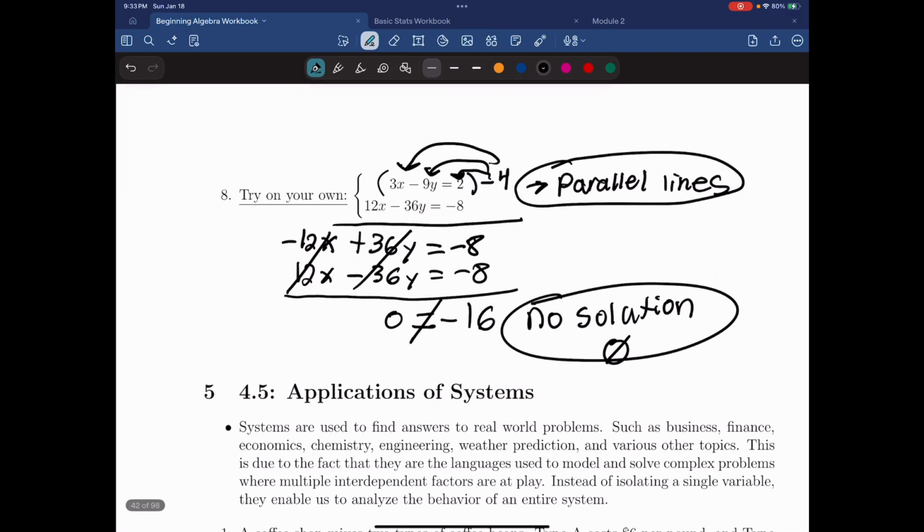And if you wanted to, I encourage you to convert both this linear equation and this linear equation to slope-intercept form, y equals mx plus b. And if you do that, you would realize that you get two lines with the same exact slope, just different y-intercepts, which is the definition of what parallel lines are.